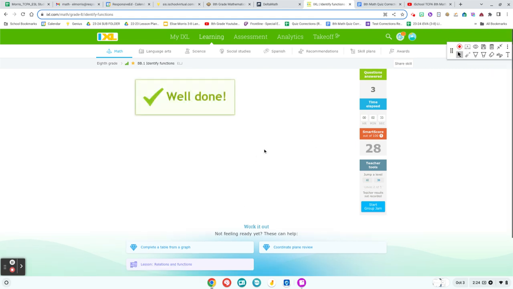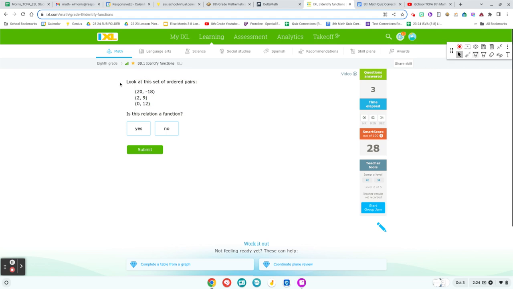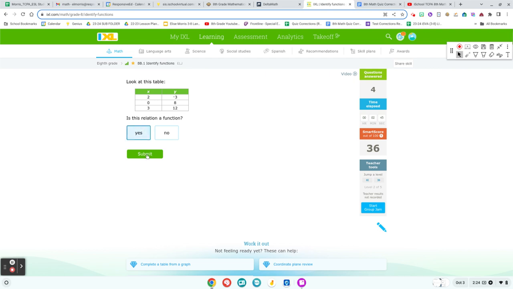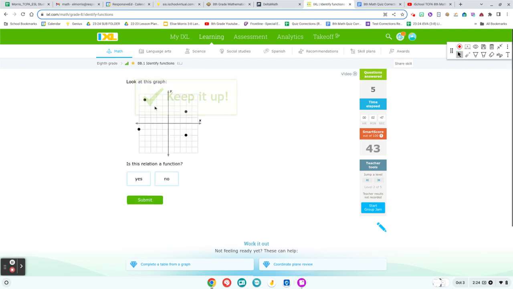Let me just do a ton of examples and you just pay close attention. Okay, 20, 2, and 0. This is a function. There are no repeating x values. Love that. 2, 0, and 3. There's no repeating x values. This is a function. Okay, the visual here. You want to draw your line up and down, and it is supposed to be straight. Just do your best to imagine it. Okay, it's only touching once.